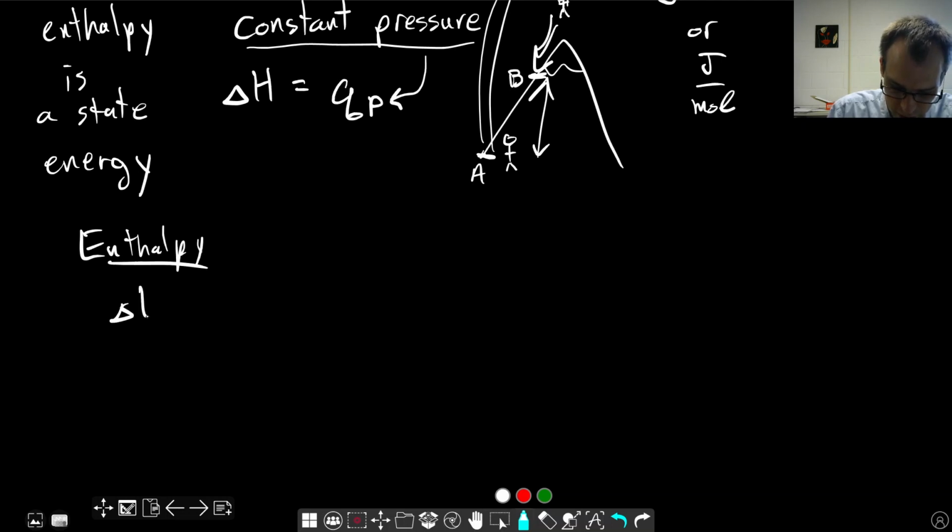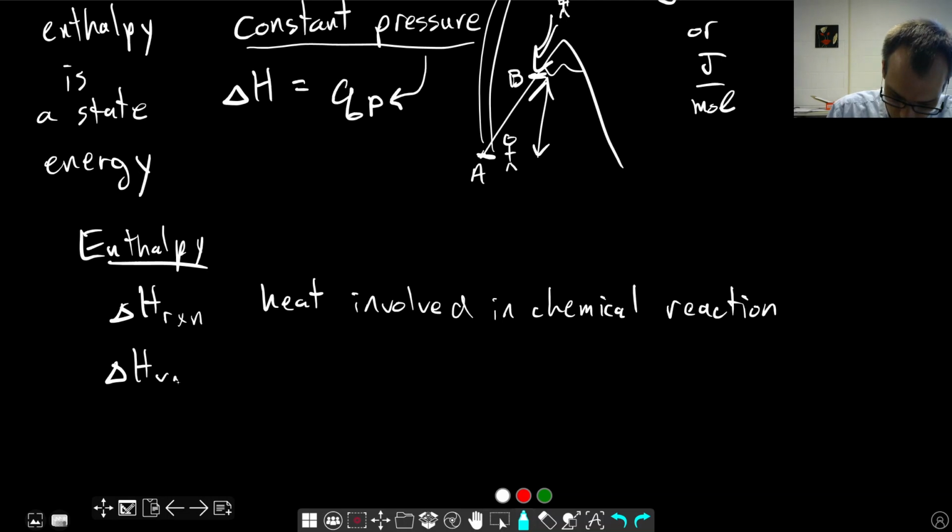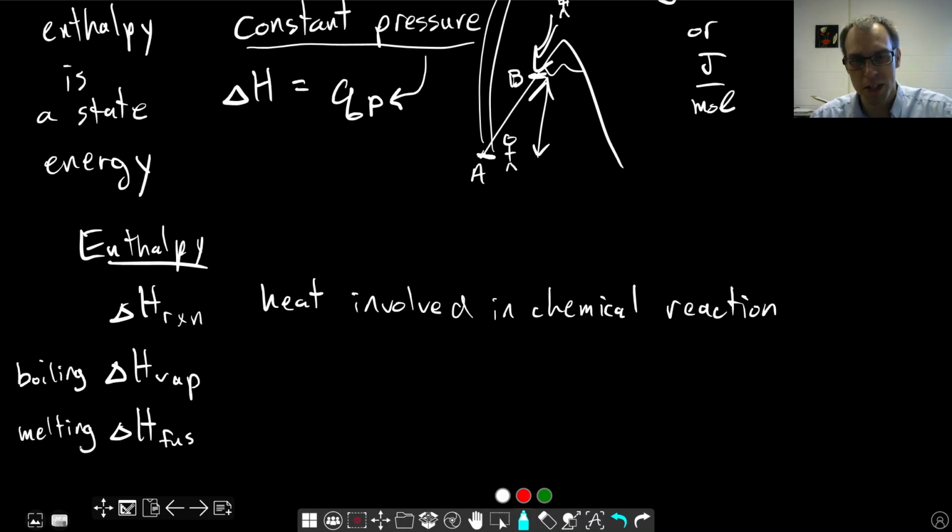So we'll have delta H, and we'll often write an RXN, short for reaction. So this will be heat involved in a chemical reaction. We'll also have enthalpies related to phase changes. So enthalpies of, for example, what we call vaporization or fusion. Vaporization being boiling, fusion being melting, or freezing. We can also think about condensation, right? But the heat involved with a phase change.